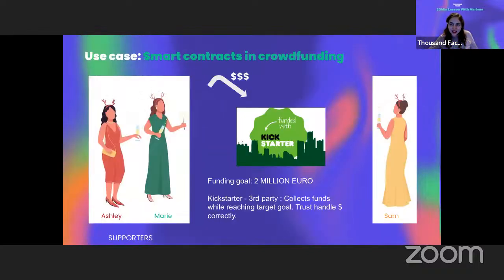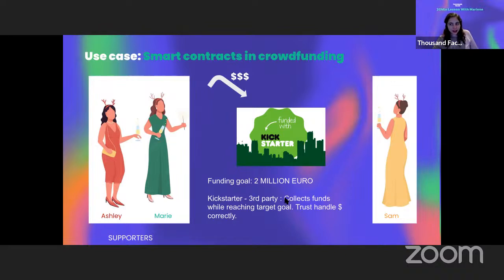So let's review this use case. As you remember, this is Sam and her friends, and she wants to raise some money for her project. How crowdfunding works is that she sets up a goal of how much she wants to raise, and she goes to pitch her project to different people. These are her two friends, and she can go to different investors. Everything here is done through a third party, a crowdfunding platform. In this case, we use the example of Kickstarter, but it can be any example.